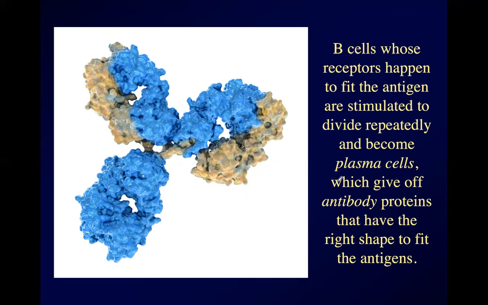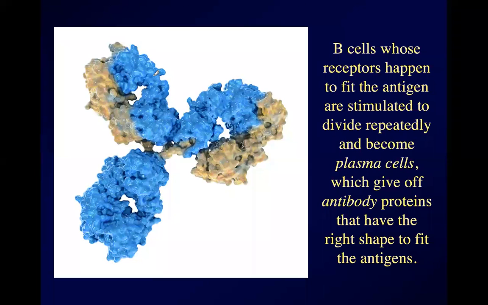And the B cells become a type of cells called plasma cells. And the plasma cells give off proteins called antibodies. And that's what an antibody looks like. They're kind of Y-shaped proteins. And the antibodies will have the right shape to fit the antigens. Every B cell has a different type of receptor, and every B cell can make antibodies that have the same shape as that receptor. So every B cell can make a slightly different type of antibody.